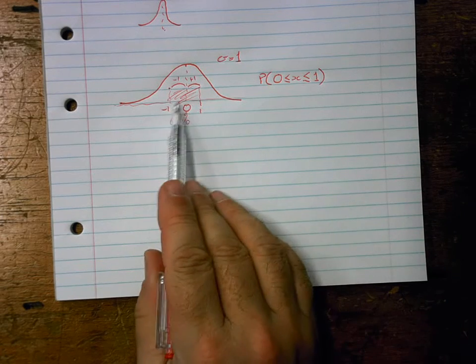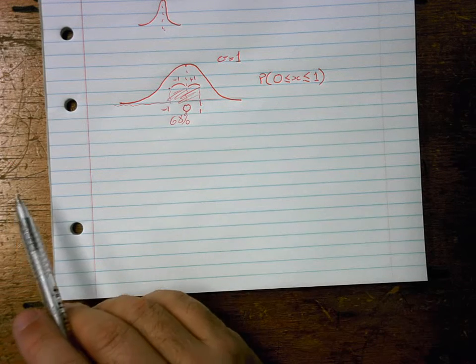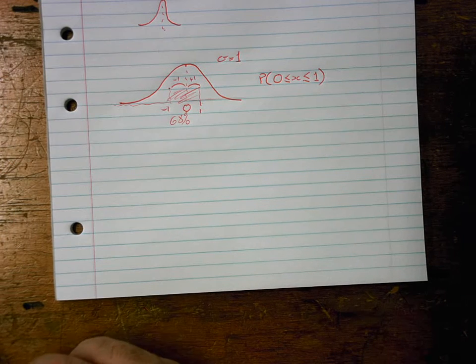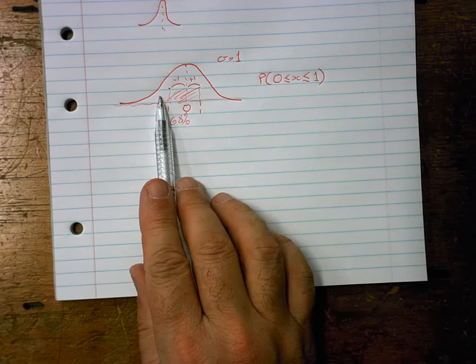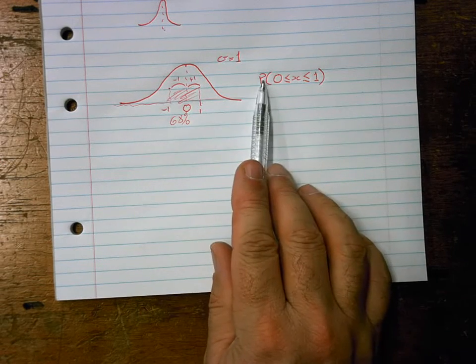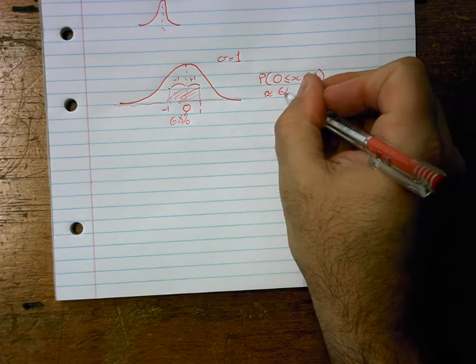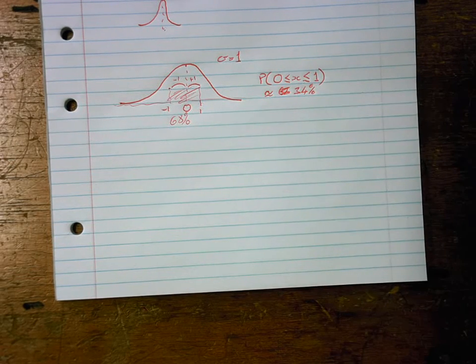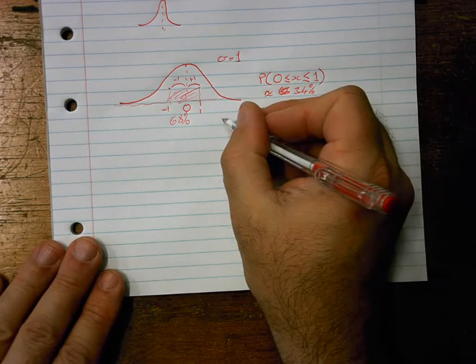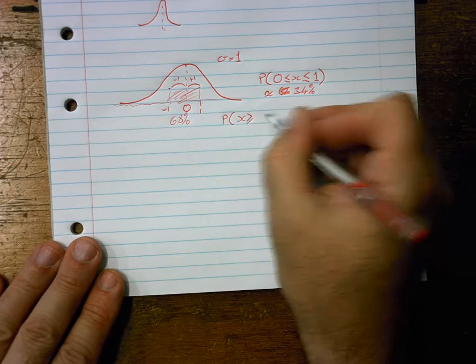Well, I've told you already between -1 and +1 there's 68%. And I've also told you that it's a normal distribution, which means that it is symmetrical, which means that this bit here must be the same as that bit there. So the probability of between 0 and 1 is approximately 34%. Does that make sense? Because it's symmetrical. How about what's the probability then that x is going to be greater than 1?